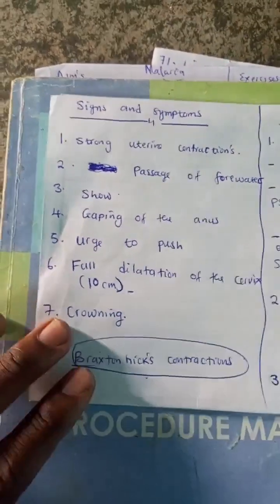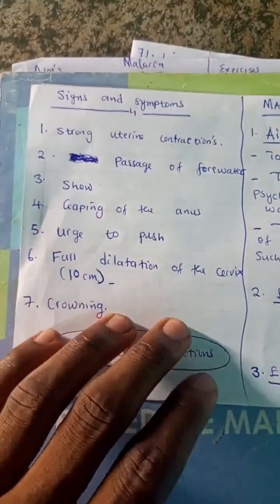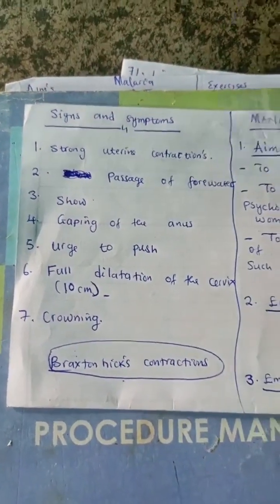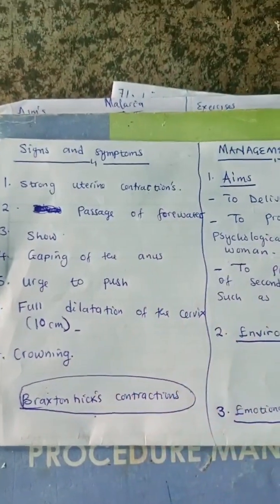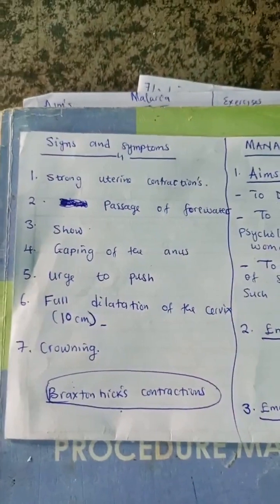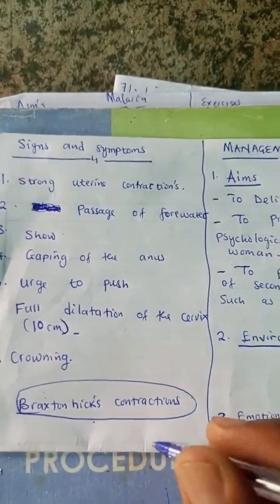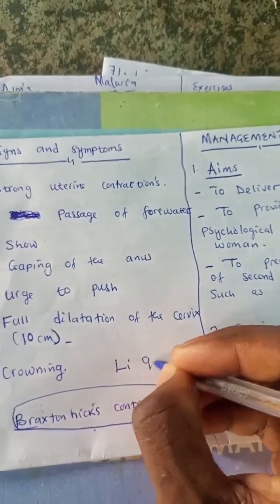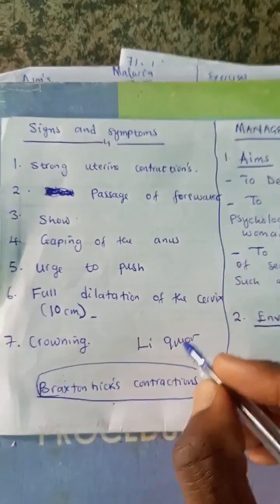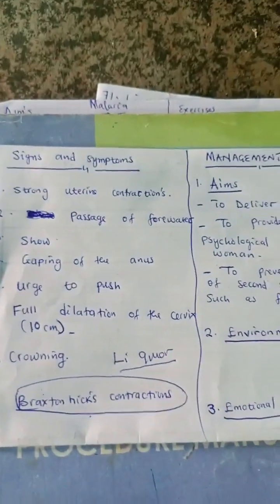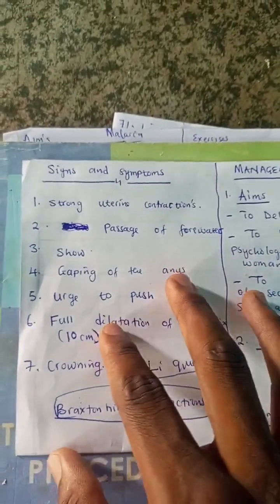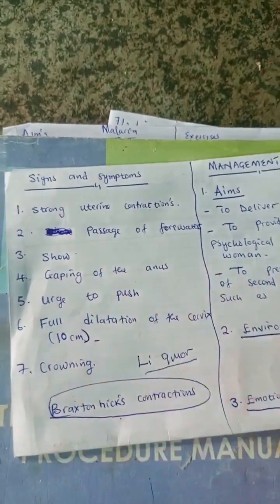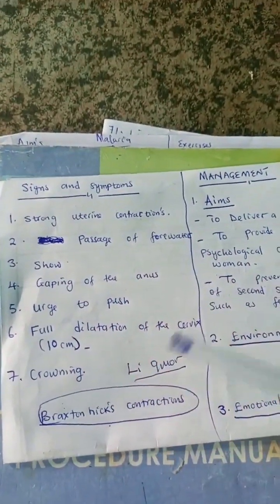The other thing that can be there is passage of waters. So passage of waters, this is when the membranes rupture. So when the membranes rupture, she may pass that fluid, which we call liquor. We call it what? Liquor. So that fluid, we call it liquor. Yes. So that's the second sign and symptom of second stage of labor. This is also not a definite sign and symptom, as it can occur even before the second stage of labor.